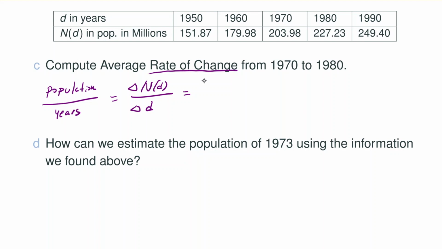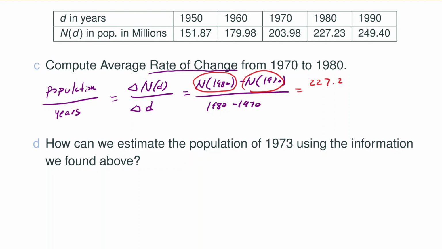We can write the input years, 1980 minus 1970, in the denominator. On the numerator, this is population at 1980 minus population at 1970, which we can find using the table. 227.23 for population at 1980, minus the population at 1970, 203.98, over 1980 minus 1970, which is 10.